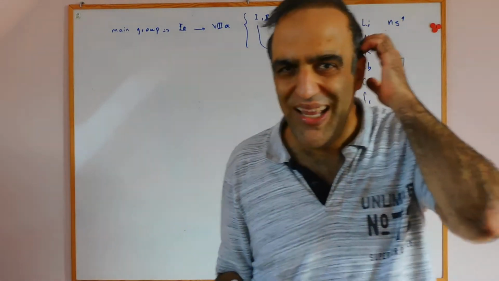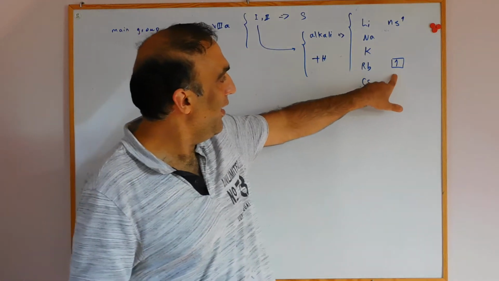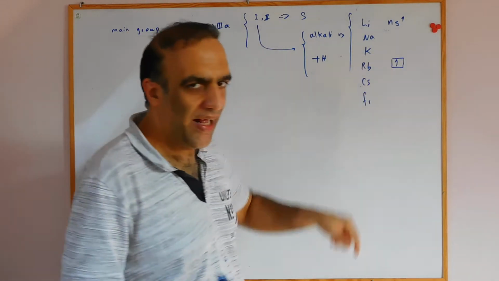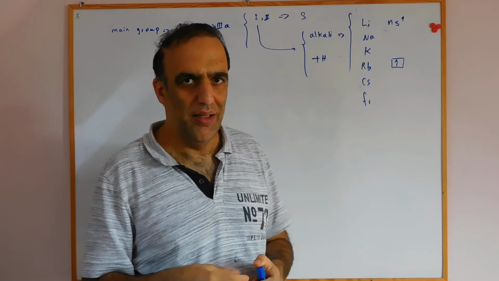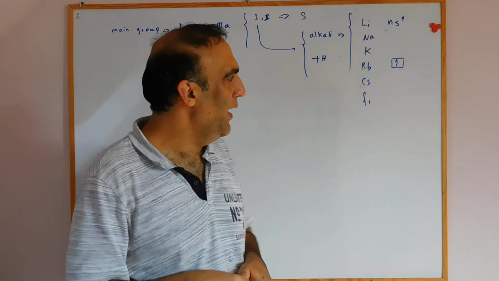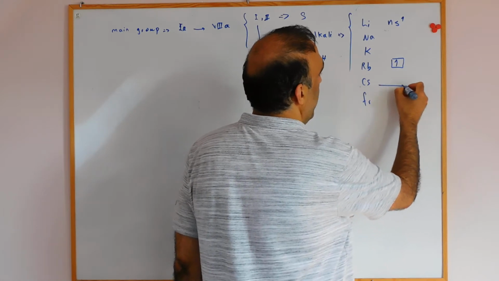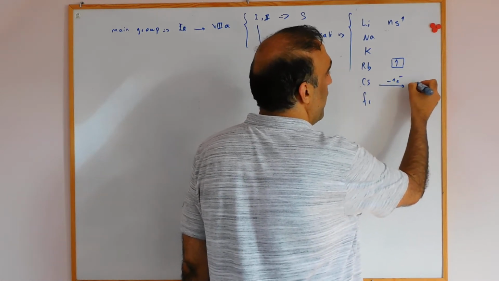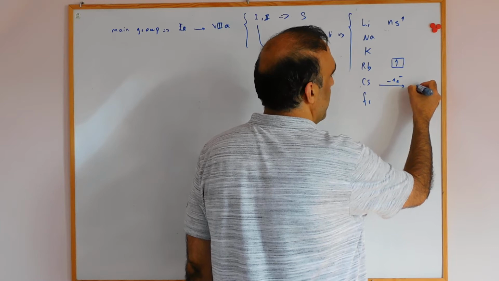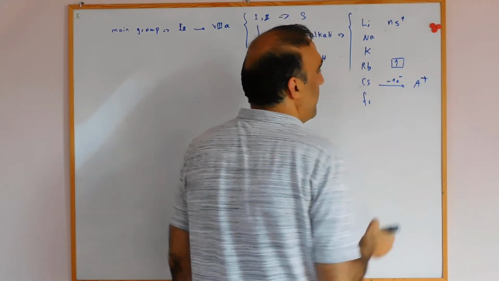Mainly, they like to lose this electron and become more stable. With the loss of one electron, they become a cation.